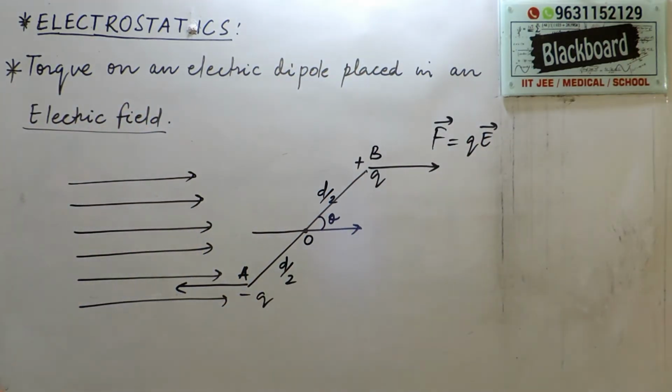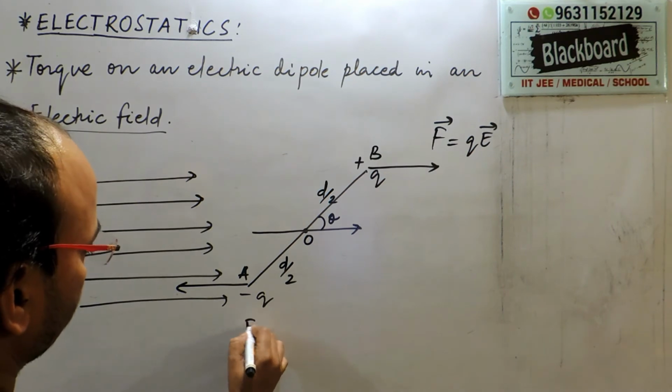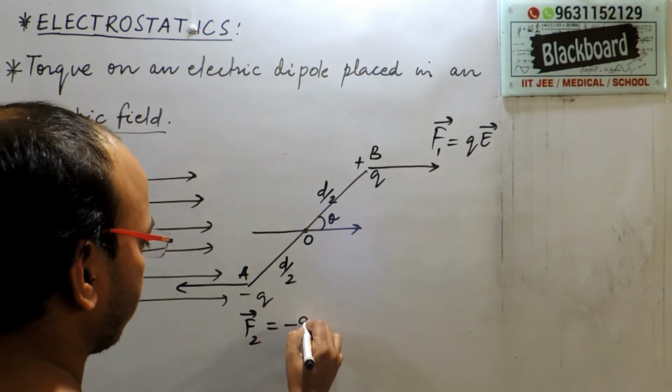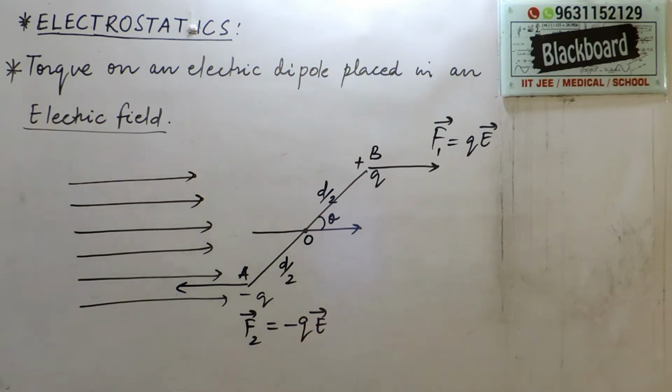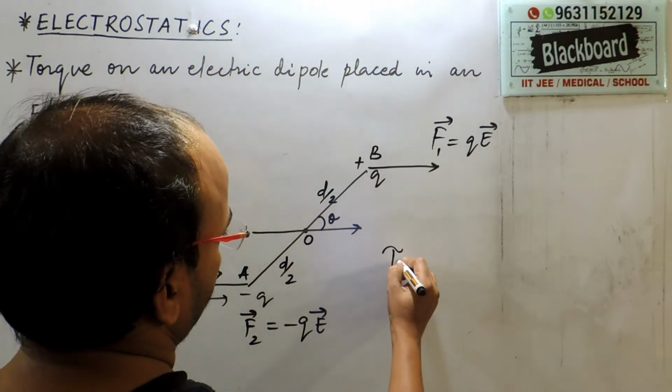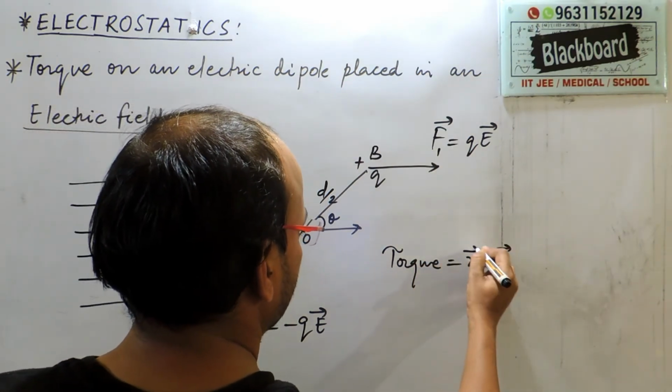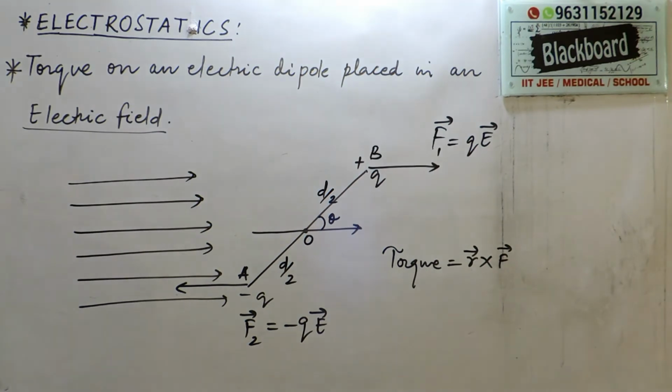And the force on the negative charge is F2. Let this be F1 and this be F2. F2 is minus qE, in the opposite direction. The force on plus q and the force on minus q will create a torque. Torque equals r cross F, where r is the distance from the axis of rotation. This is the axis of rotation.